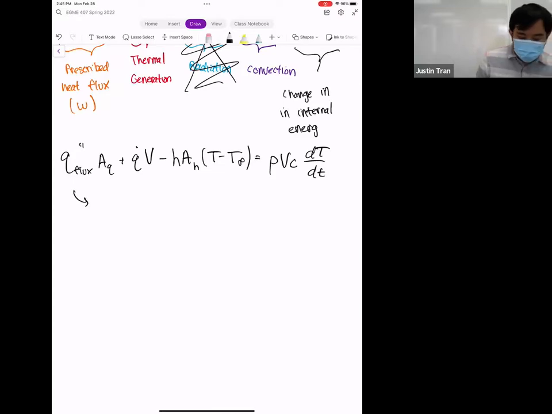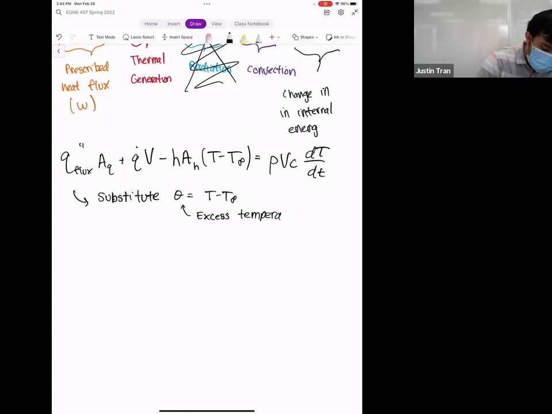Let's perform a substitution just to simplify this a little bit. Although for these problems it doesn't help us too much, it helps us out a little bit. We're going to substitute our excess temperature like we have been doing. We're going to make that substitution to simplify our convection term a little bit, and that's going to get rid of the T infinity.